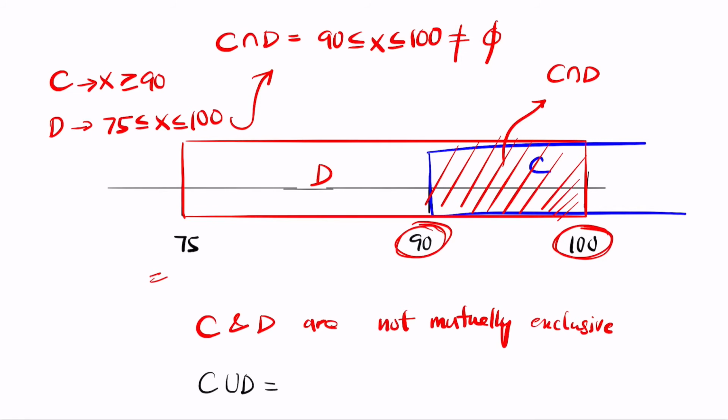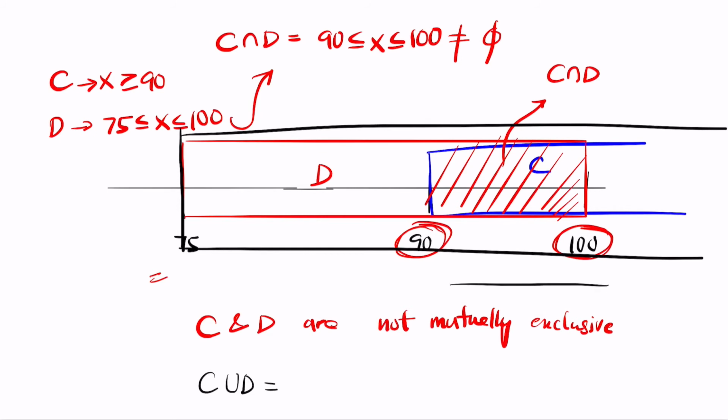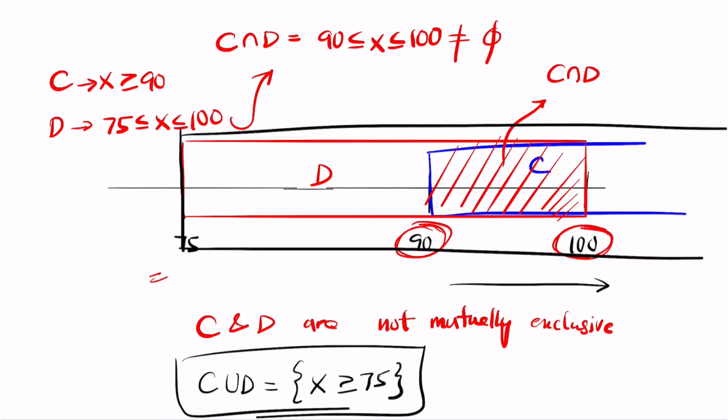C union D includes both C and D. So from here, everything towards the right side. Remember, when you go to the left, we are talking about the values that are less than. When you are going to the right, you are talking about the values greater than. But here we are also including 75 as well, so it becomes the set of x greater than or equal to 75. So this is C union D here.